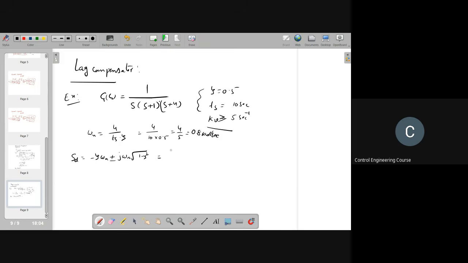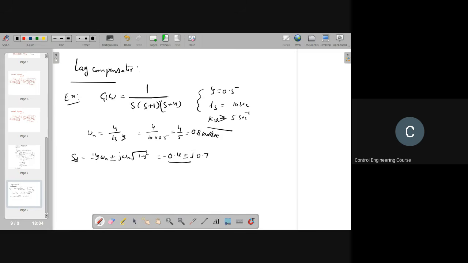That is equal to 0.4 plus or minus j 0.7. So this is your desired pole. Now you have to check whether this is already located on the root locus. One way is you can plot the root locus using MATLAB or anything and check whether this is there on the root locus or not. Otherwise, we have to calculate the angle deficiency.